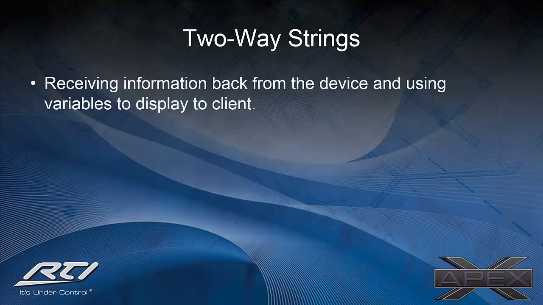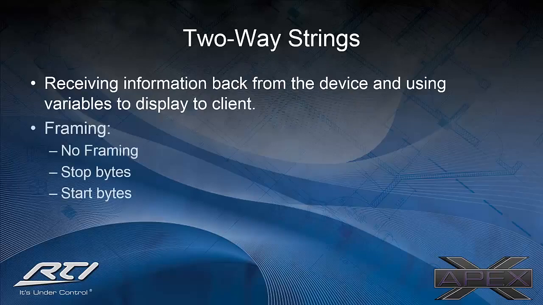And that's really where we're receiving the information back from the device and using variables to display it to the client, right? Again, it goes back to being able to show them, say, power stats or volume levels and things of that nature where normally they wouldn't be able to, simply because there's not a driver available. But this two-way strings would give you that option. So there's something called framing within this two-way strings. Can you elaborate a little bit more about what framing is?